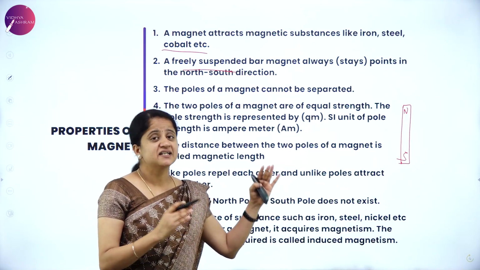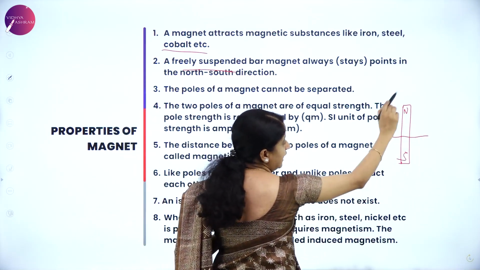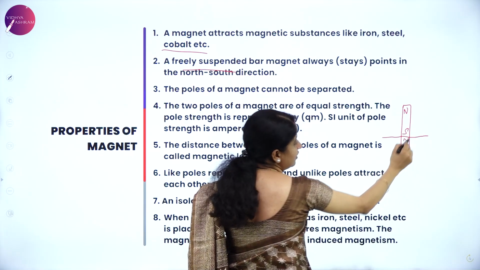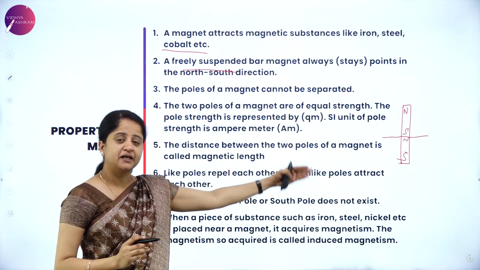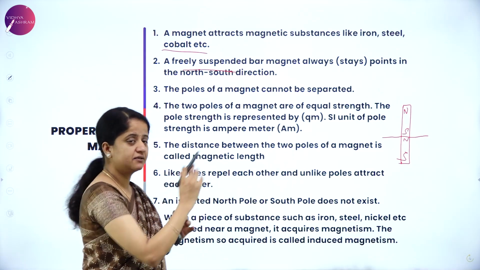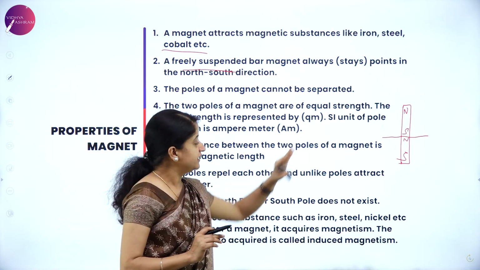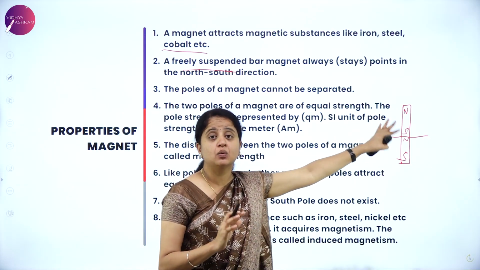The poles of a magnet cannot be separated. Suppose we cut this magnet into two halves, again we will get a north and south pole on each piece. That will become two magnets with weaker strength compared to the previous magnet. So the two poles of a magnet are of equal strength.